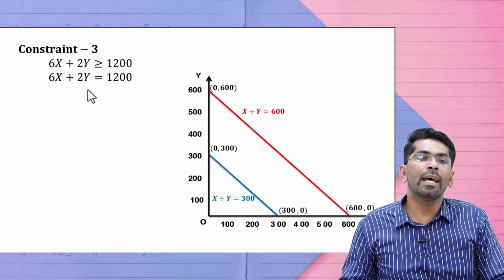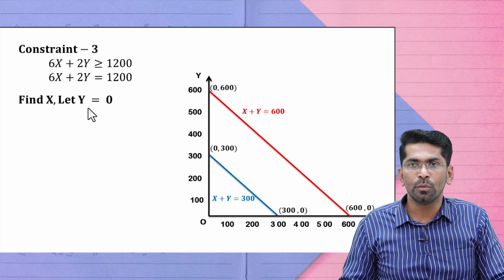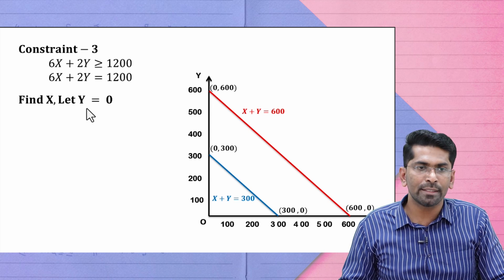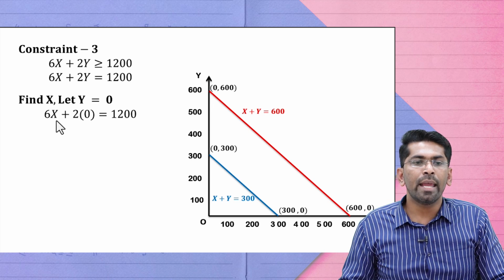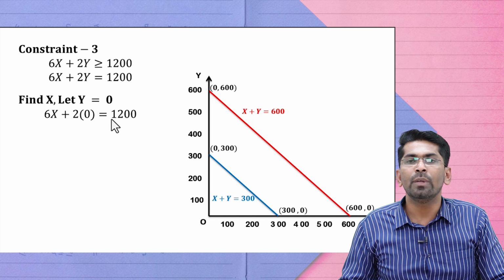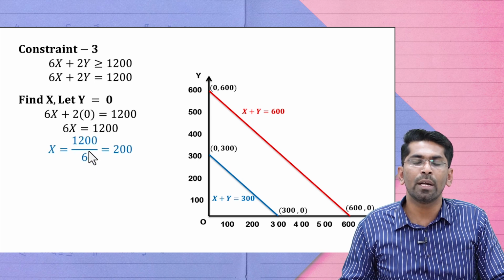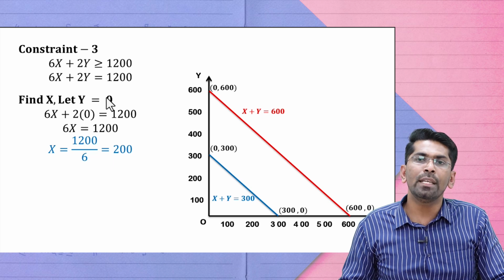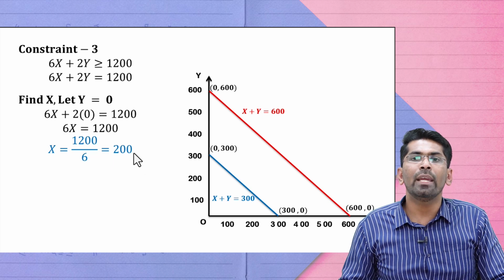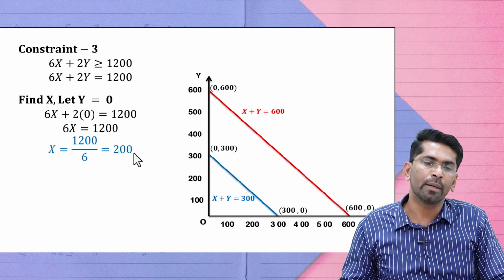Now here, by assuming the value of y is equal to 0, what is the value of x here? 6x plus 2 into 0 is equal to 1200. So this term will become 0, then 6x is equal to 1200. Then dividing both sides of the equation by 6, it will become x is equal to 1200 divided by 6, which is equal to 200. So when the value of y is equal to 0, the value of x is equal to 200.